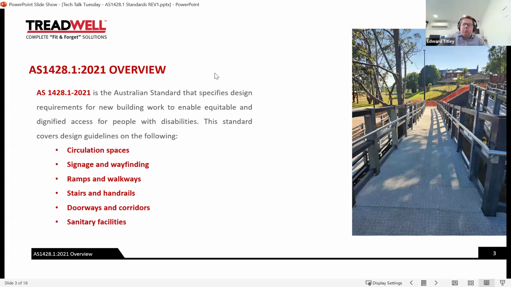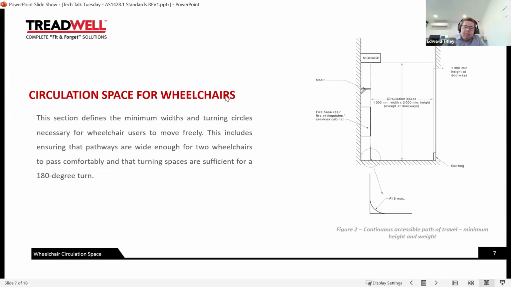So a bit of a summary of what's in AS 1428.1 2021. That's an update in 2021 from the previous edition, which, don't quote me, I think was 2009. It sets design requirements for new building work to enable equitable and dignified access for people with disabilities: circulation spaces, signage requirements, ramps and walkways, stairs and handrails, doorways and corridors, and sanitary facilities. Obviously, some of these are not part of our scope of work, so we're not going to address them specifically, but just so we're all clear as to what the standard covers.